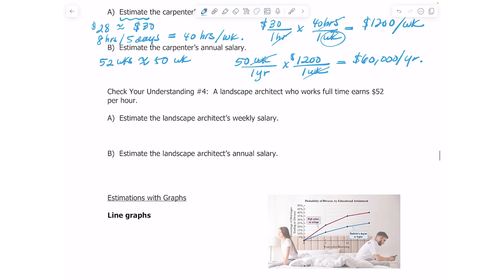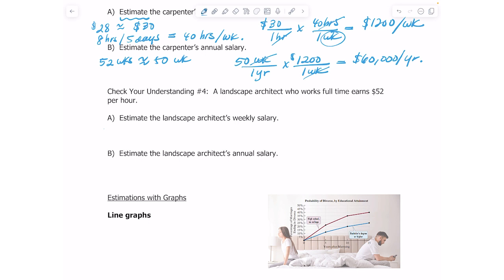You can try the next one on your own and then unpause the video when you're ready to go over it. In this next example, the check your understanding number 4, it's solved very similar to the example we did. So here, the difference is that it's a landscape architect who works full-time and earns $52 per hour.